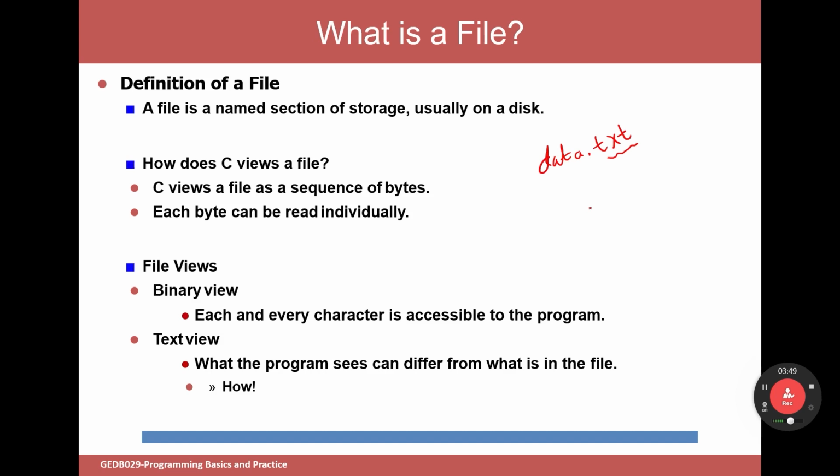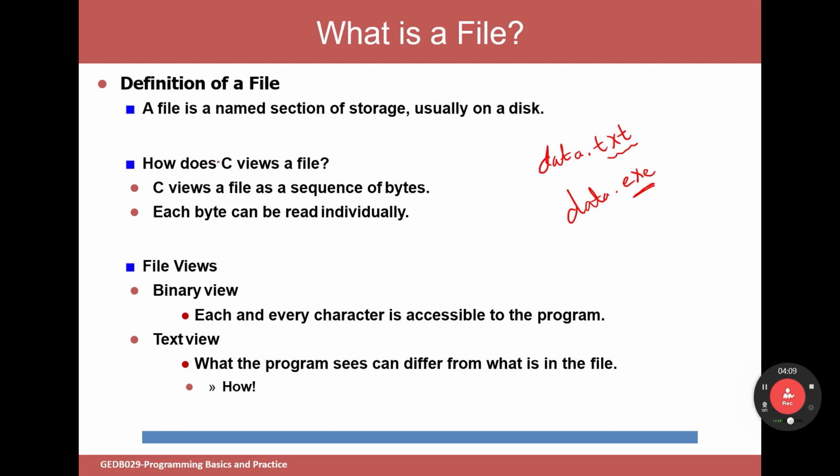This extension of the file will tell you the type of this file. So this file will be a text file. If I save this file as data.exe, that means this will be an executable file, and so on. So this extension here will tell you what the file type is.